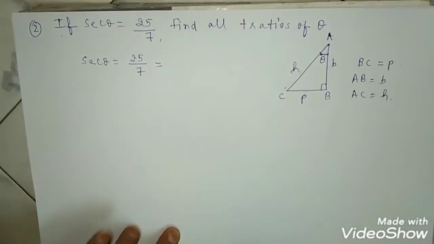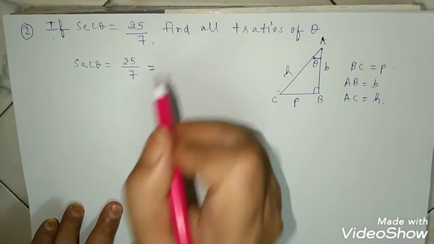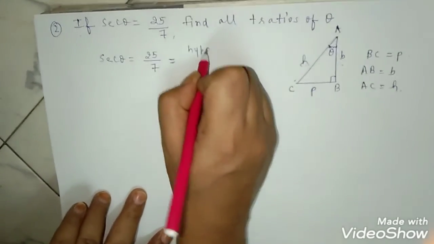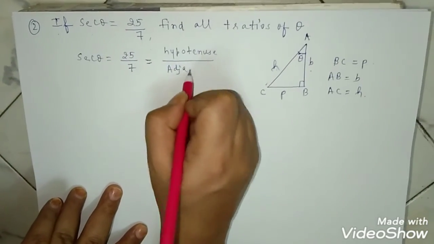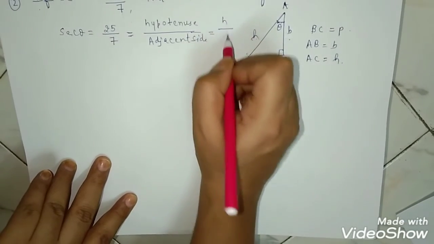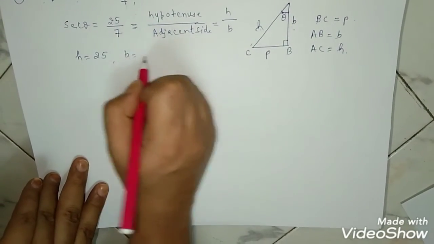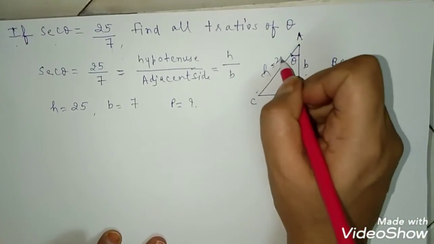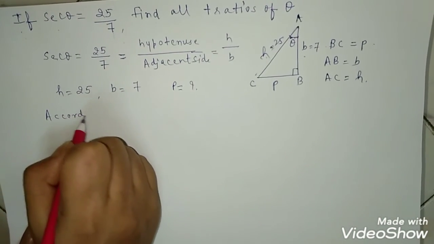Now what does the formula say for sec theta? It is the reciprocal of cos theta. What is cos theta? Adjacent side by hypotenuse. So sec theta will be hypotenuse by adjacent side, H by B. So our H is 25, B is 7. We have to find perpendicular. Again, what theorem will we use? Pythagoras theorem.